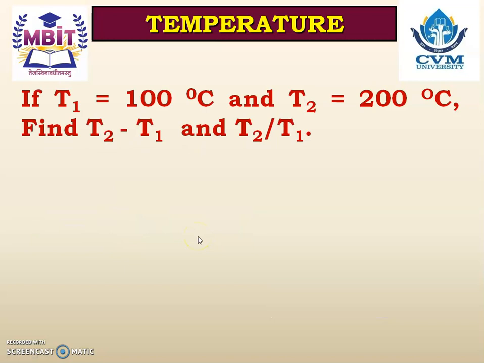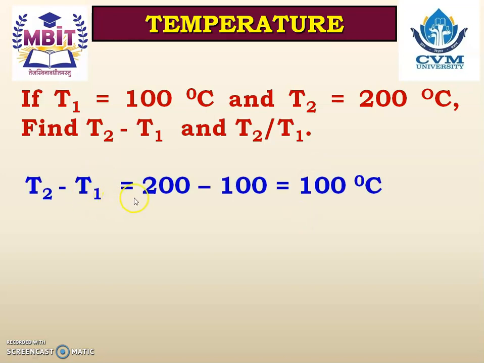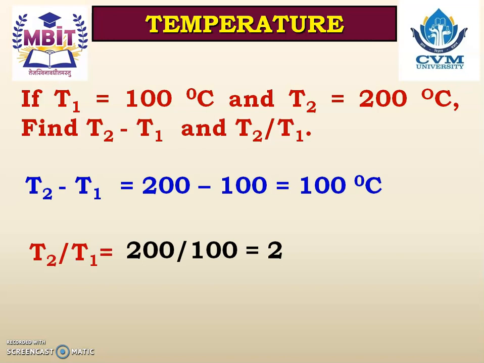Now let us calculate one problem. If T1 is equal to 100 degrees Celsius and T2 is equal to 200 degrees Celsius, find out T2 minus T1 and T2 divided by T1. So all of you calculate and give me the answer. Yes, T2 minus T1 is equal to 200 minus 100, so it is 100 degrees Celsius. I think you are correct? Yes. Now what is the answer of T2 by T1? 200 by 100 is equal to 2.